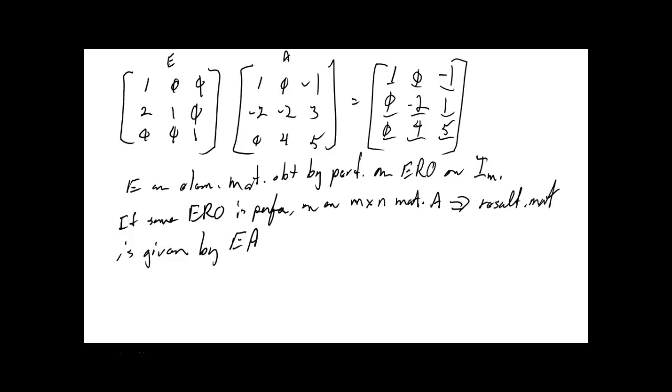An elementary matrix is obtained by doing a single ERO, this one, multiplying 2 by the first row, adding to the second, on some identity matrix I sub M, that was I sub 3, 3 by 3 here. If that same elementary row operation, multiplying the top row by 2 and adding to the second row, is performed on an M by N matrix A, this happened to be 3 by 3 also, then the result is the same as multiplying E by A. Yeah, we've just seen that. Now, they always said multiply on the left. I thought they were going to get around to saying what happens on the right, but they didn't. Not yet.